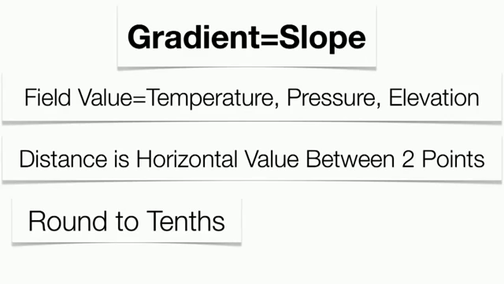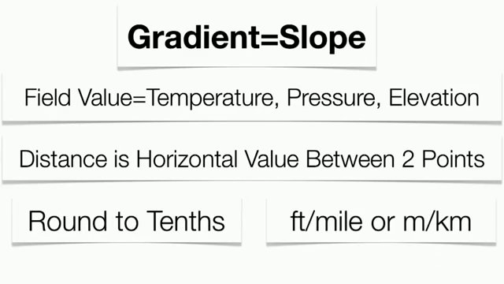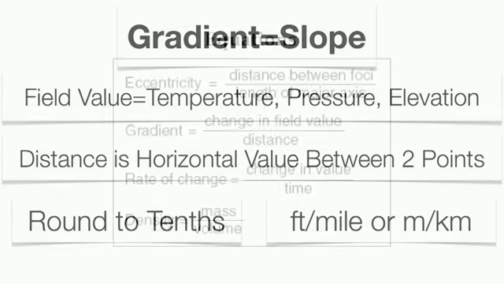What will happen here, very important for you to round to the tenths, and a very common gradient or a very common slope unit is going to be feet per mile or meters per kilometer. So those are going to be ones that are going to be very important. So when you talk about field values, a lot of times you're going to get elevation, but in many cases you can also measure the gradient of temperature and pressure as well. So the units I gave you here are distance values.